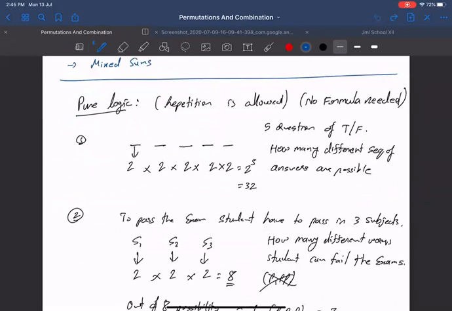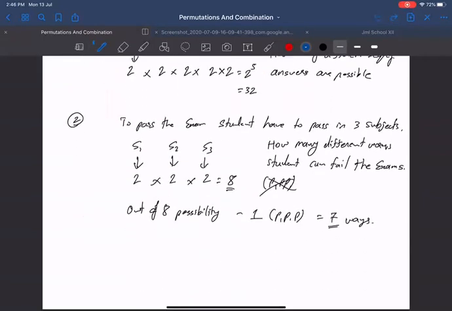First thing we have done in that was 5 true and false questions. How many different sequences of answers are possible? So we understood that there are 2^5 different sequences of answers possible in that case.